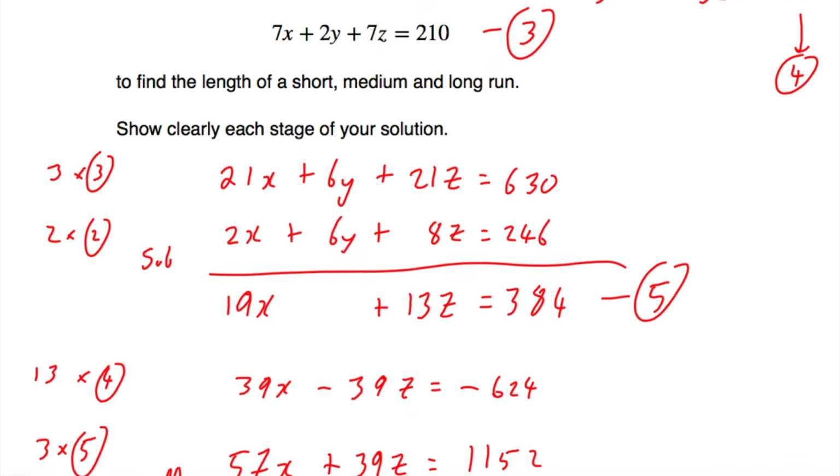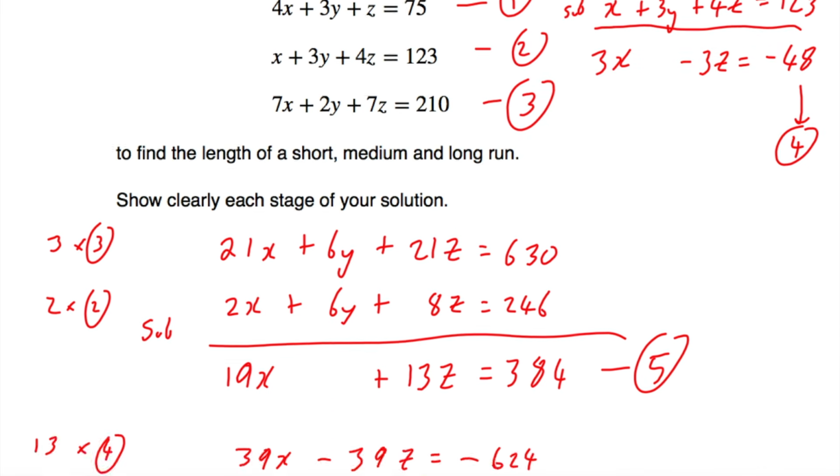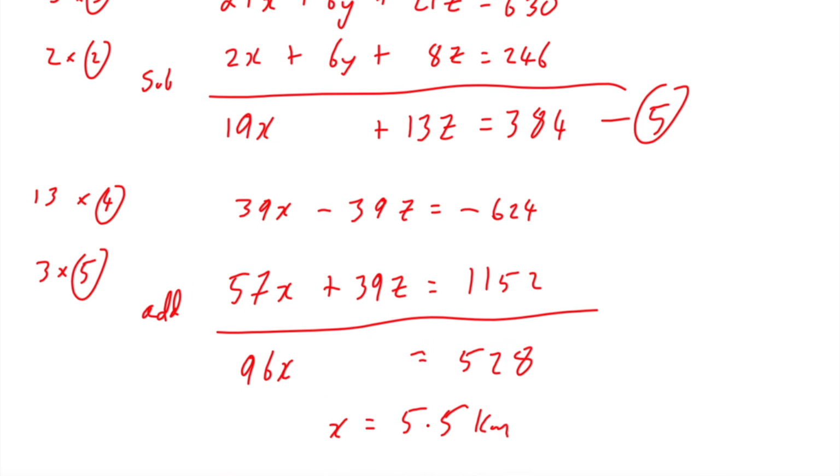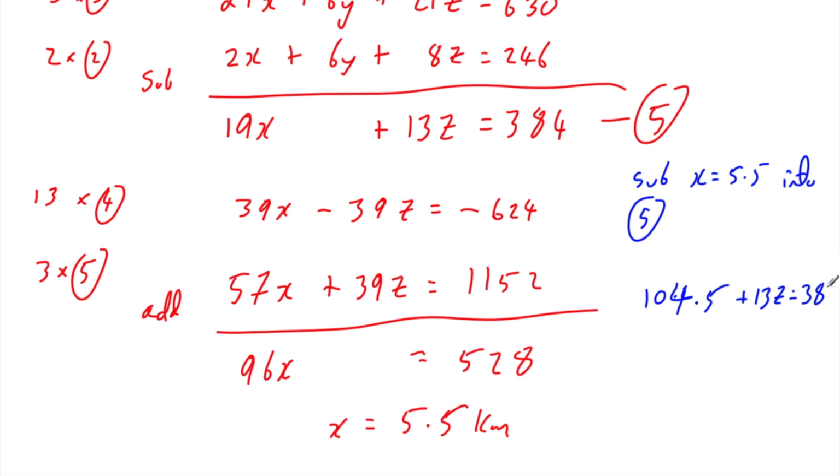Now let's substitute that into one of the other equations, and I'm going to substitute it into equation number 5 here. I'm going to change the color of ink just so it stands out a little bit so we know where we're at. So we're going to sub x equals 5.5 into equation 5. So we're going to do 19 times 5.5, and that's equal to 104.5. So 104.5 plus 13z equals 384.